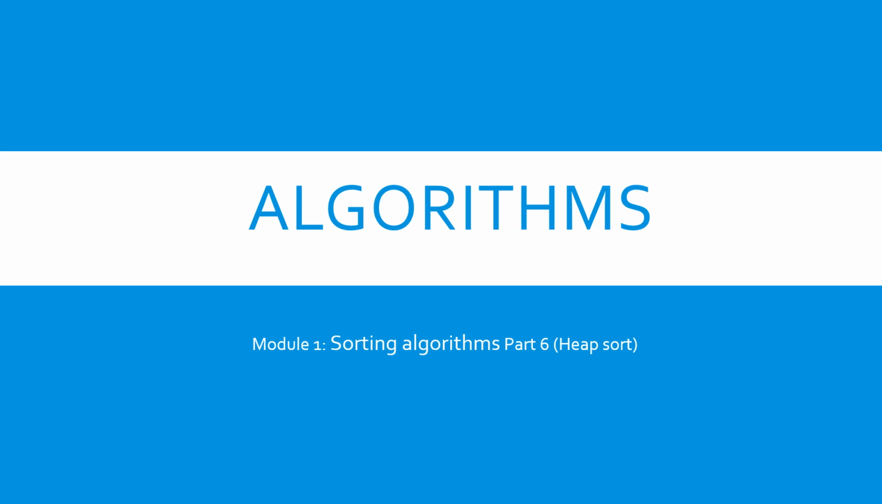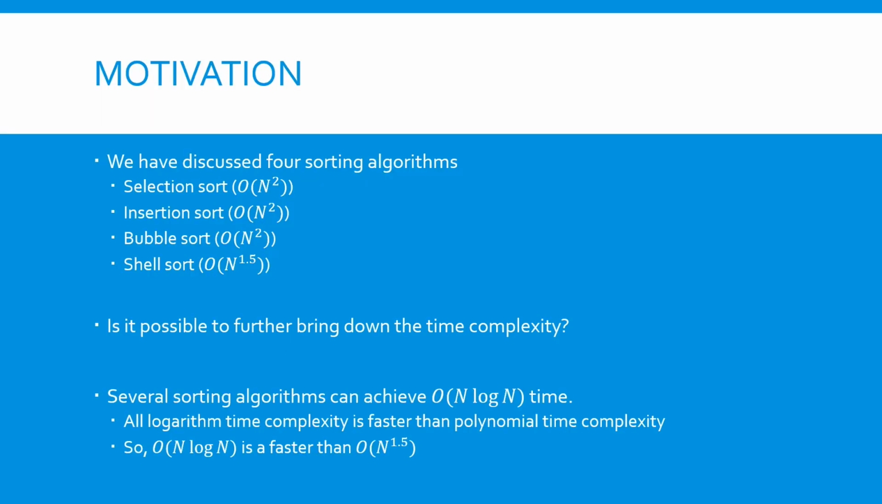This is part 6 of module 1, sorting algorithms. In this video, we will discuss the heap sort algorithm. We have discussed 4 sorting algorithms so far, namely the selection sort, insertion sort, bubble sort, and shell sort algorithms. The first 3 algorithms have a time complexity of O(n squared), and the shell sort algorithm runs in O(n to the power of 1.5).